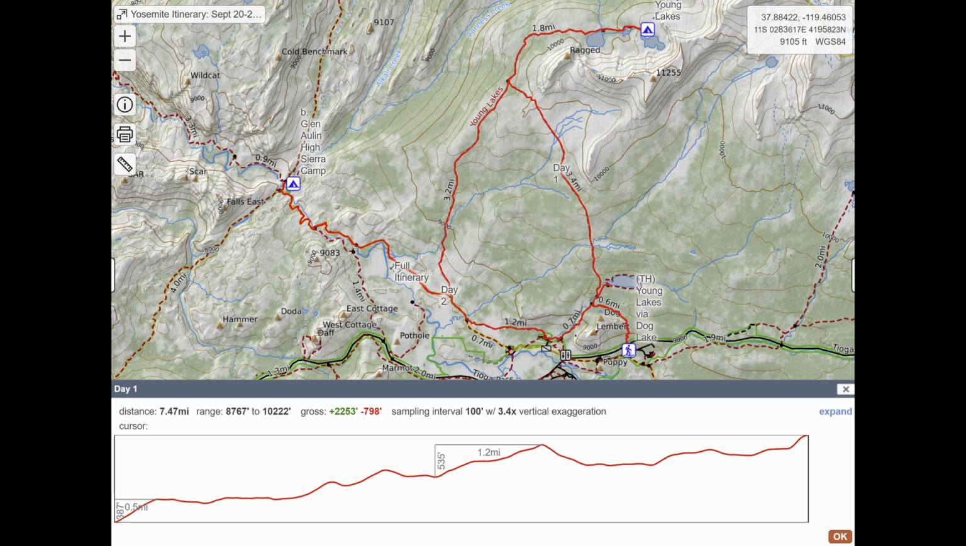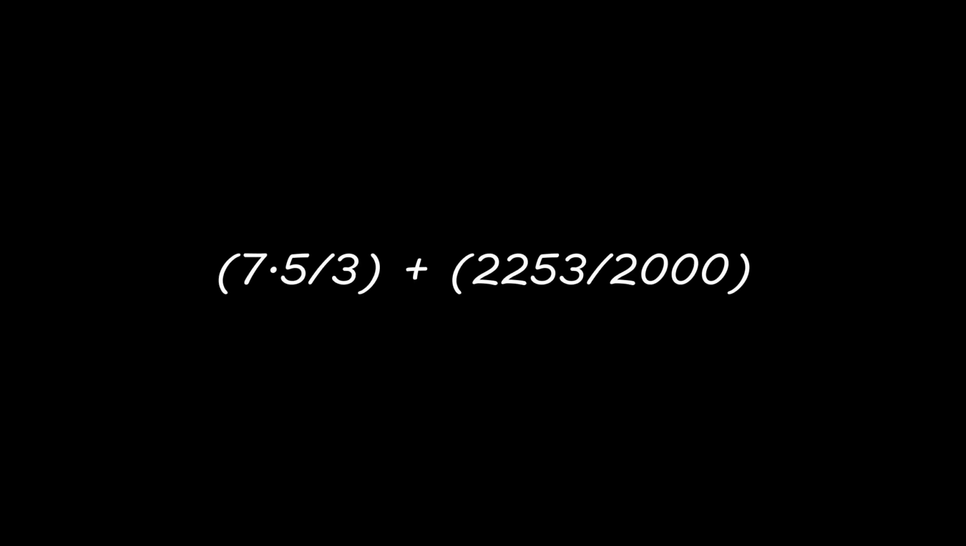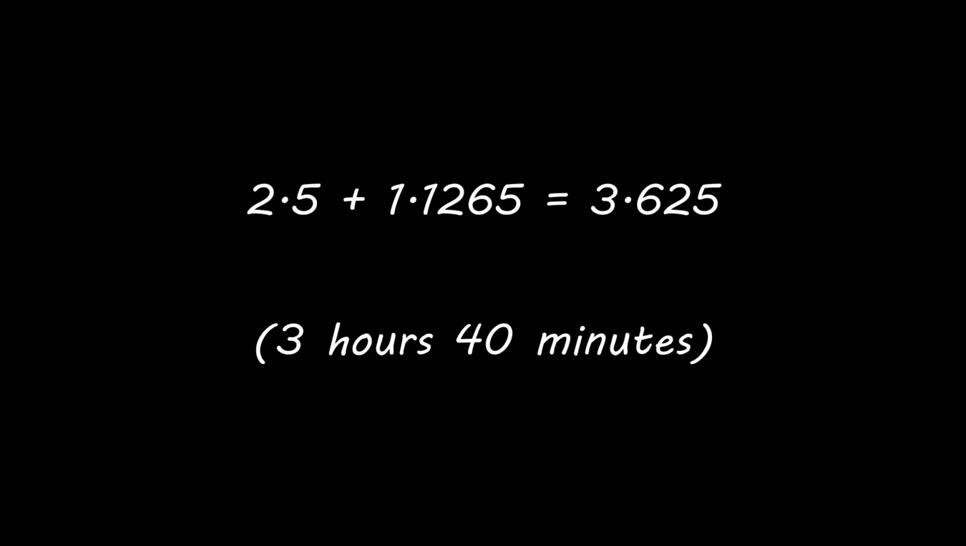So on day 1 of this trip, we are traveling 7.47 miles with 2,253 feet of elevation gain. So we take 7.5, just to round things off, divided by 3, plus 2,253 divided by 2,000. So that's 2.5 plus 1.1265, so 3.625 or 3 hours and 40 minutes.